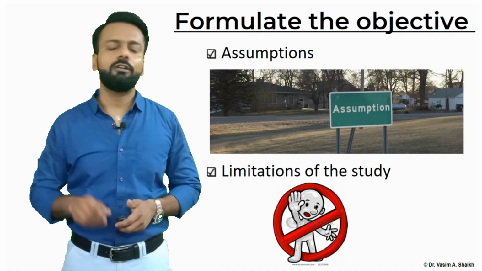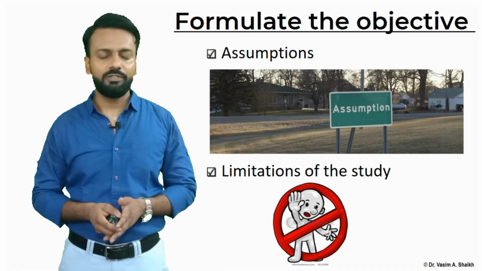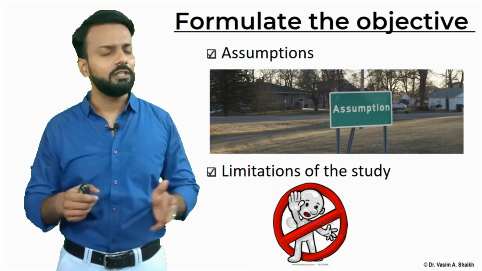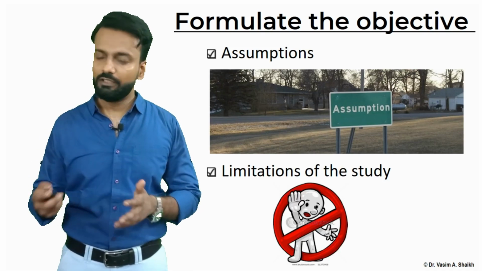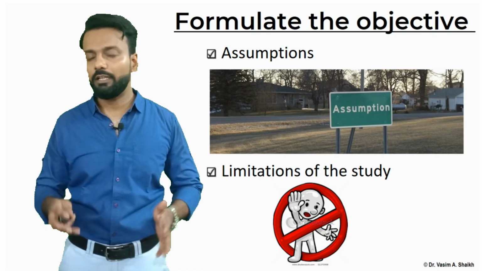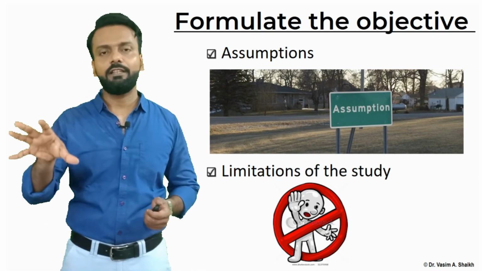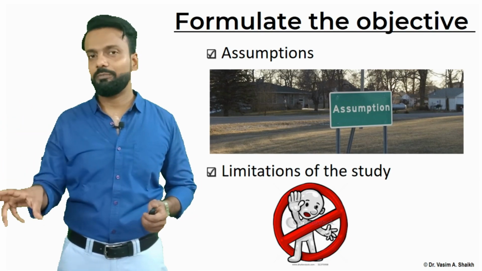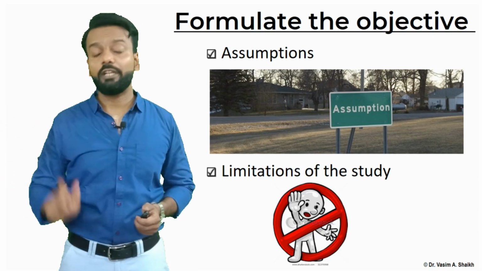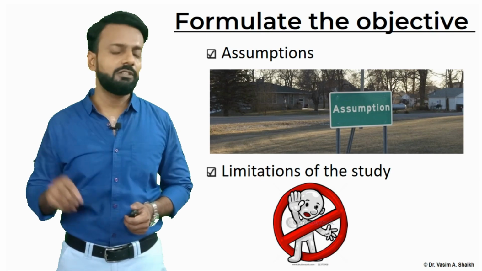Then you need to write down what the assumptions are. Assumptions are also very important, because generally when we are doing research, we tend to assume a lot of different things, and we need to write down all these assumptions. Again, in the paper you need to write down what assumptions you have in this paper, and so on. Also you need to write down the limitation of the study.